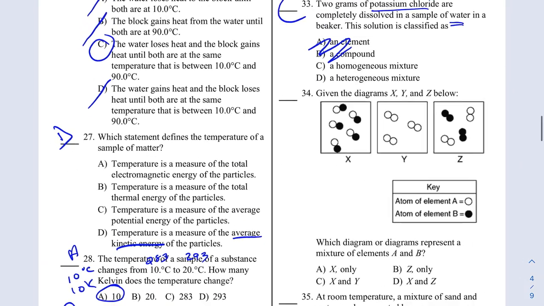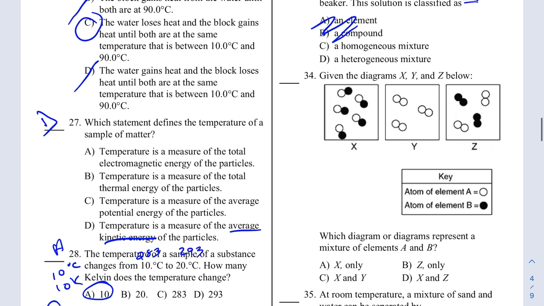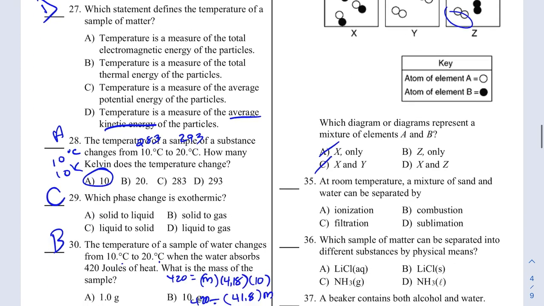We've got these things, which is a mixture of elements A and B. So a mixture of elements. X is a compound, one compound. So it can't be this one either. Z only. So Z has elements A, which are white, and elements B. Yeah, it's got to be B. No, it's got to be Z. Yeah, B, because X is not. So yeah, very good. Very good, me.